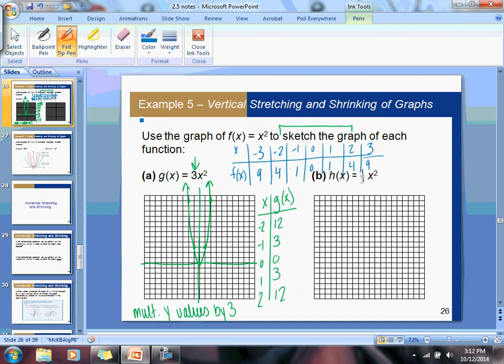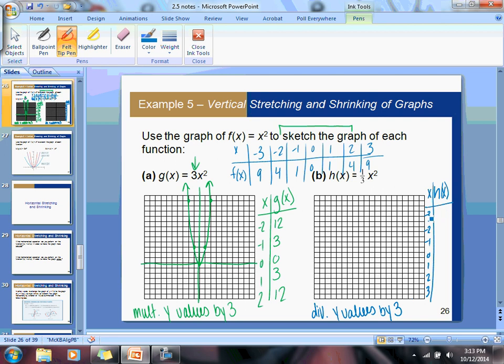And then for part B, I'm multiplying by 1/3. So I have x, and then I have h of x. And again, actually, let's go from -3 this time. -2, -1, 0, 1, 2, and 3. Because again, here I'm going to either multiply or divide my y values by 3. You could think of it as dividing by 3 or multiplying by 1/3.